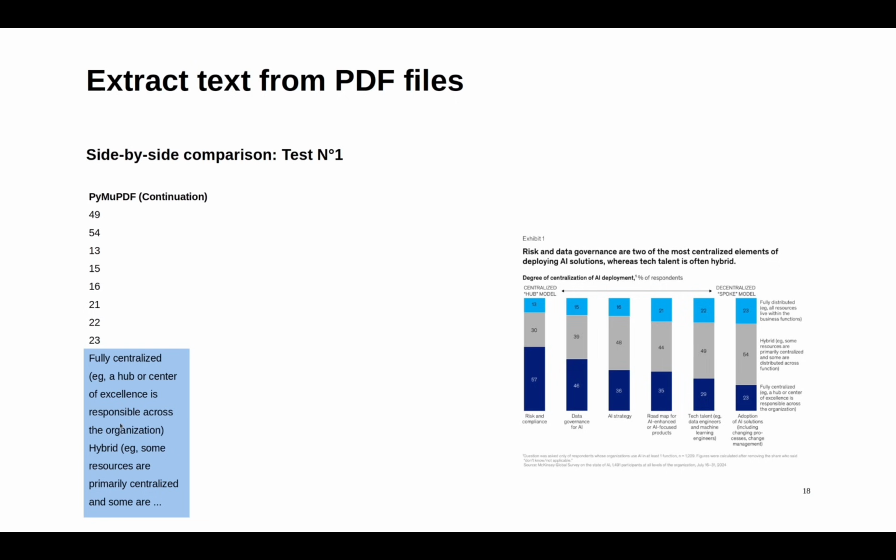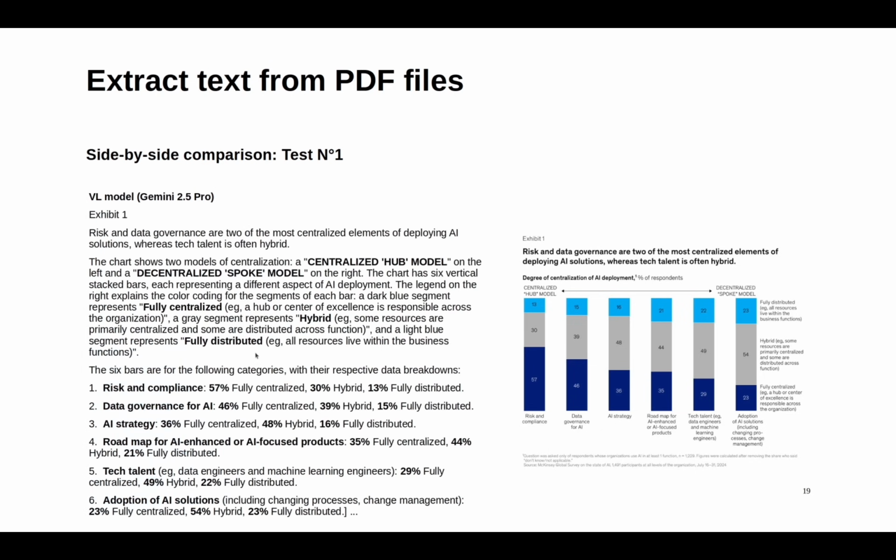You can see we have fully centralized, hybrid, and the other one should be below. But the problem is that instead of getting just one sentence, PyMuPDF decided to split the output across multiple lines. This is not a problem because this is how it appears visually. But it will be better if we could get them in a single sentence so we don't have to remove all those new line characters. That will save us a lot of time.